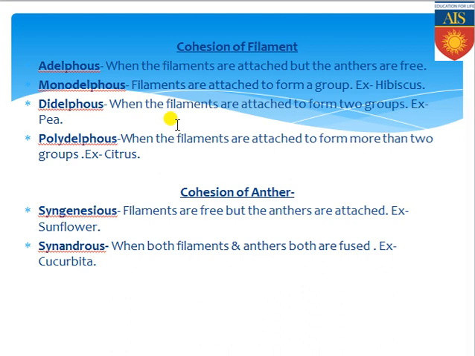Adelphous, where filaments are associated, anthers are not. Monoadelphous, a single group has been made. Diadelphous, two groups have been made. Polyadelphous, multiple groups have been made.